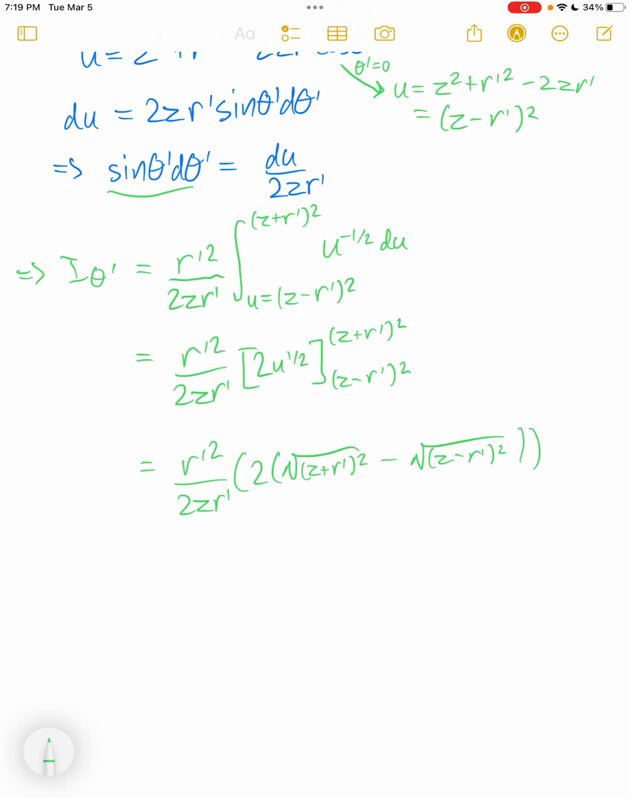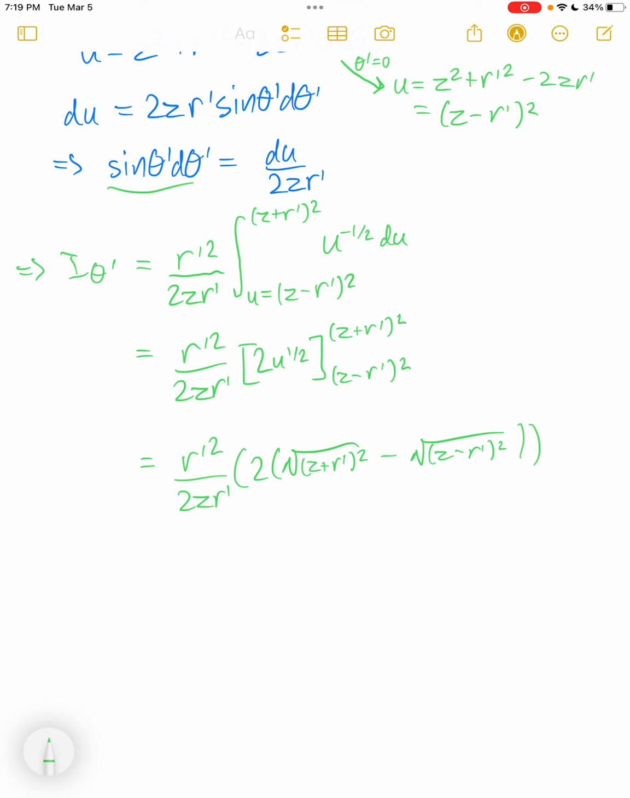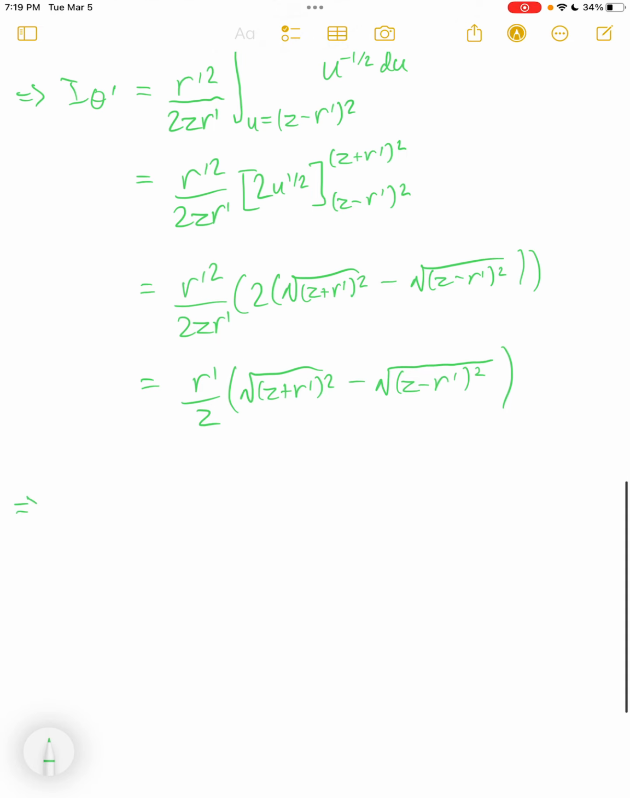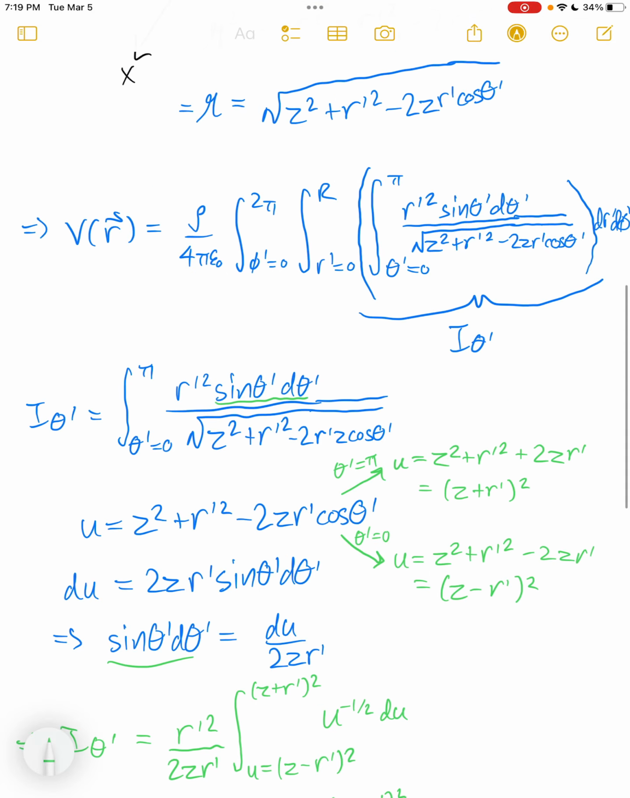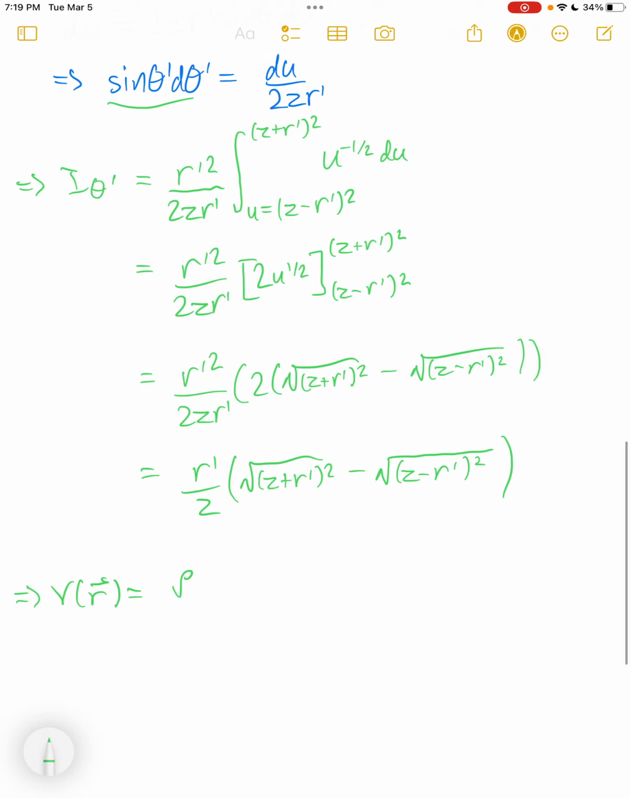Okay, so I'm going to factor out this 2 and simplify a little bit. So then I have r prime over z times this business. Cool. Let's plug this back in. Potential. Rho over 4 pi epsilon naught.